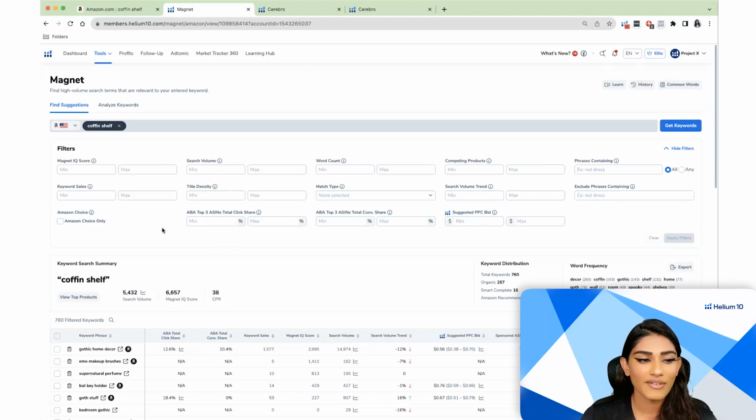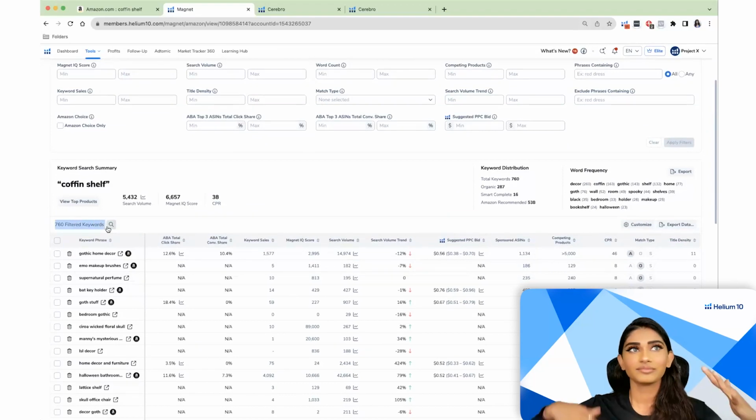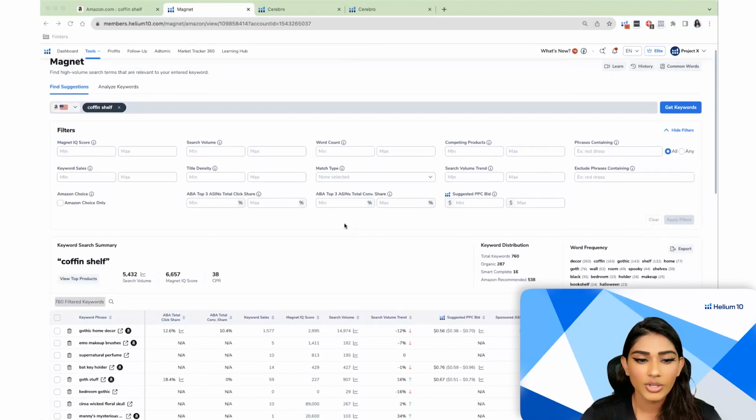So you have these filters at the very top just to help you break down the 760 filtered keywords. Of course, it's not really feasible for you to put 760 keywords into your listing, but you can go in and narrow things down. As we were talking about earlier, maybe you want to only have phrases containing a certain thing, right? Like for coffin shelves, maybe we only want keywords with coffin. Maybe we want to exclude phrases related to Halloween because we're not quite ready, or maybe we are ready and we want to put in some words that we know are going to start peaking. Maybe we want to see a certain amount of keyword sales for our keywords, right?